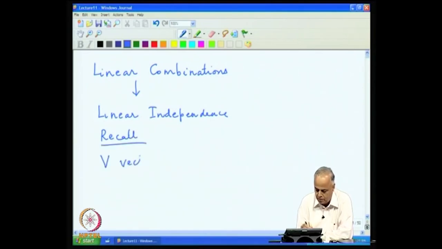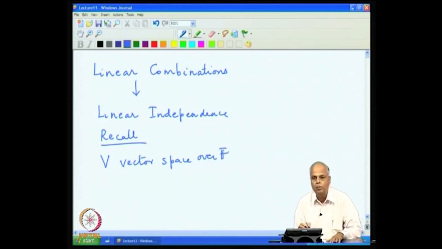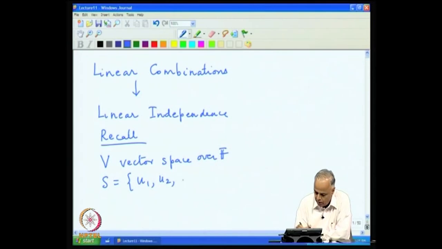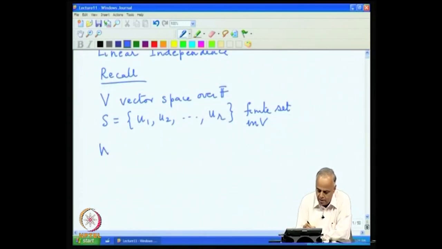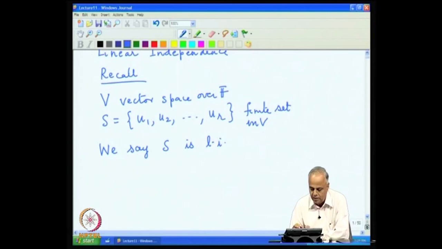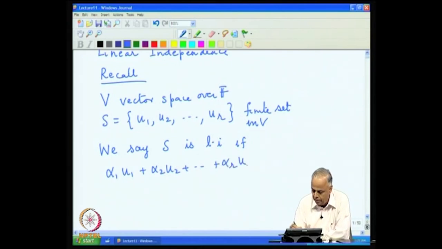Suppose V is a vector space over F. F can be any field. So, suppose V is a vector space over F and we have a finite set S = {u1, u2, etcetera, ur} in V. Then we say S is linearly independent. As I mentioned last time, we will write LI for linearly independent. We say S is linearly independent whenever a linear combination of these vectors giving rise to the 0 vector means all the coefficients must be equal to 0.